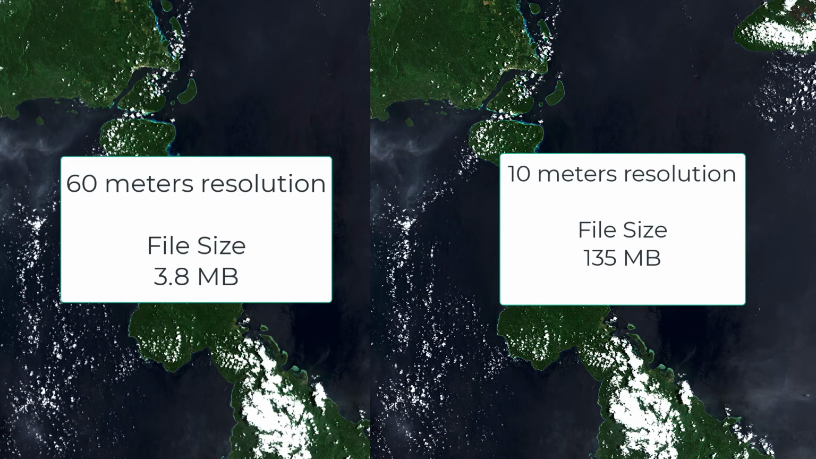The flip side of this is that with a lower or coarser resolution, the file sizes are much smaller. That 60 meter resolution image file is 3.8 megabytes, compared to the 10 meter resolution picture, where the whole image is 135 megabytes.